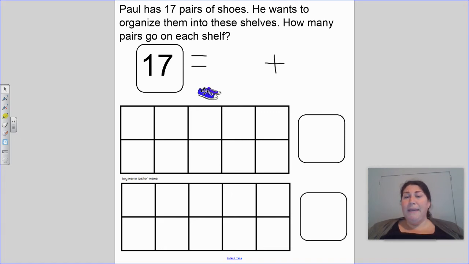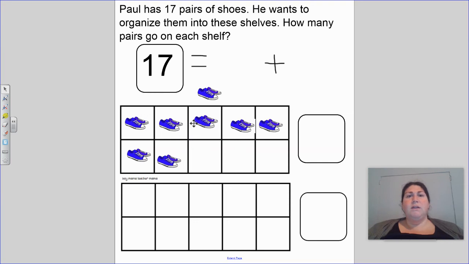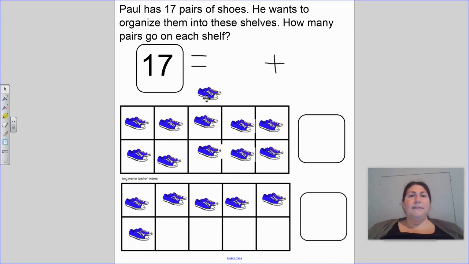All right, so count with me as I put these pairs of shoes into the 10 frames. And again, this time I want to fill up the first case because Paul might get more shoes. So here we go. I'm going to count up to 17 this time. 1, 2, 3, 4, 5, 6, 7, 8, 9, 10. That's one frame filled. So keep counting on. 11, 12, 13, 14, 15, 16, 17.